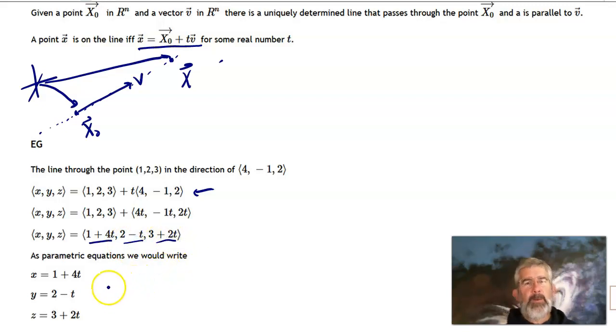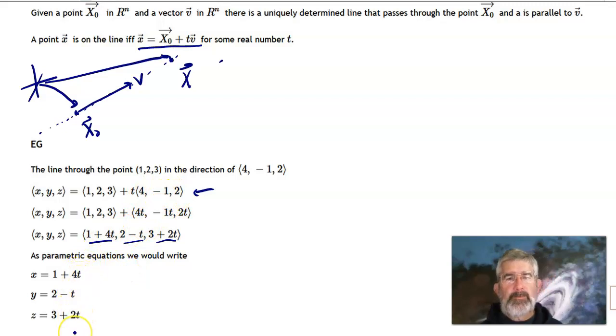If I had to write this as parametric equations, I would say x equals this, y equals that, and z equals this third thing. Notice that you can see in the parametric form the point that it goes through, 1, 2, 3. Those are the constants of the three formulas. And if you look at the linear coefficients, they are the direction vector, negative 1, 2, negative 1, 2.